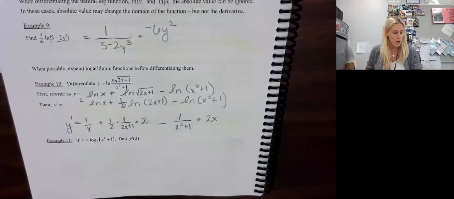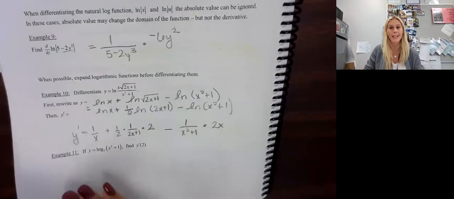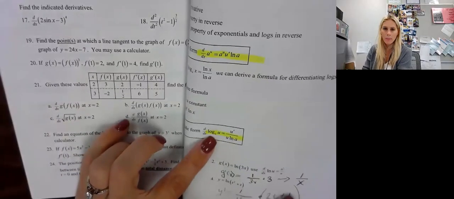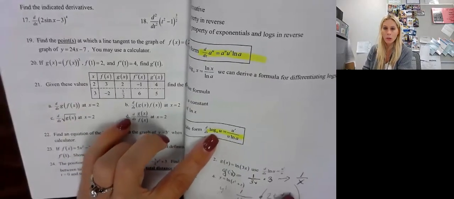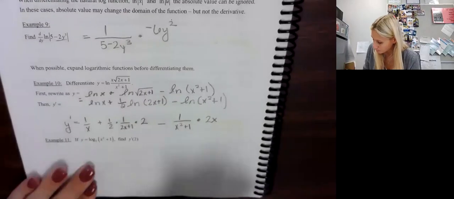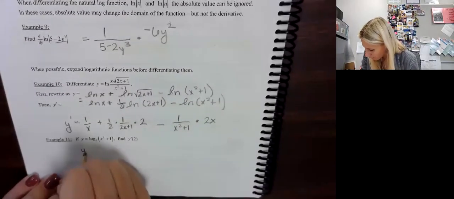Okay. All right, last one. Again, even though you would like to use your calculator on this, we're going to do it without a calculator. We're going to practice the new rules. So log base, if you remember, or if you need to look back at the other page. Remember, log base a of u is the derivative of u all over u times ln of a. Okay, so let's find that derivative and plug in.